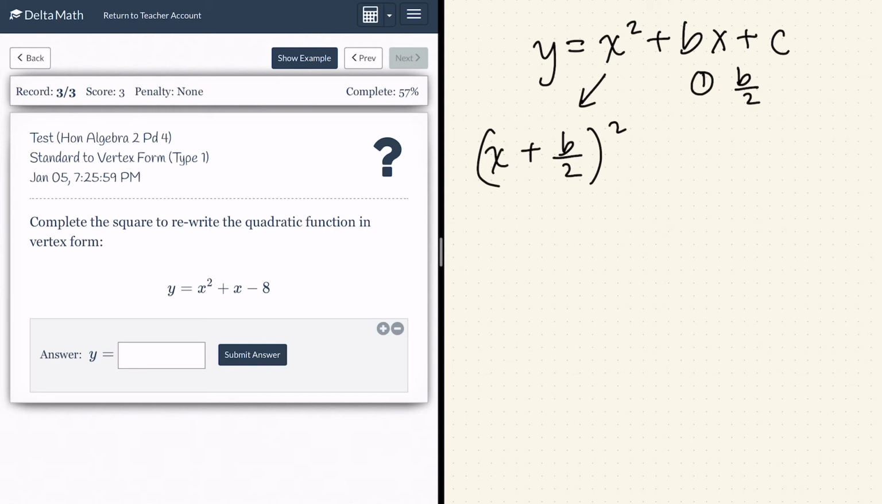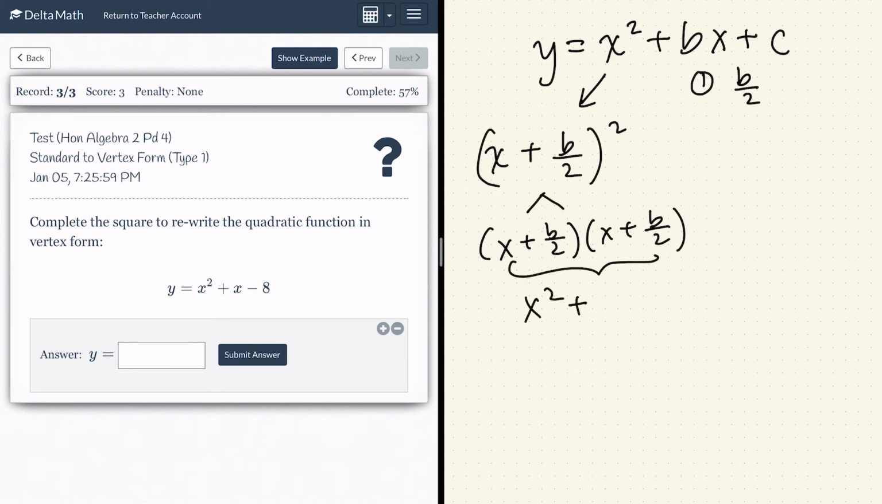However, it gives us an excess, because when we FOIL this out, we have x plus b over 2 times x plus b over 2. When we FOIL this out, this becomes x squared plus b over 2x plus b over 2x plus b squared over 4, AKA, this is sometimes written as b over 2 squared.